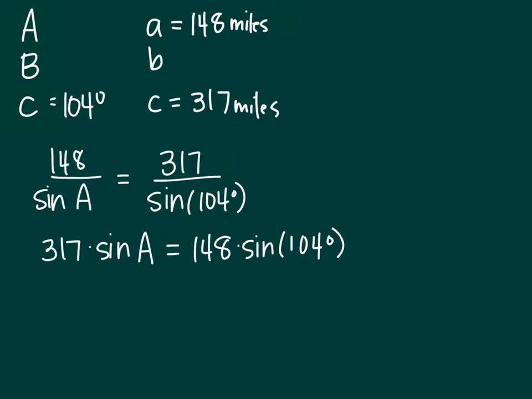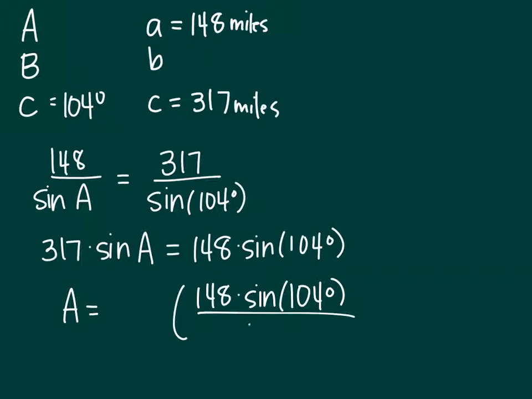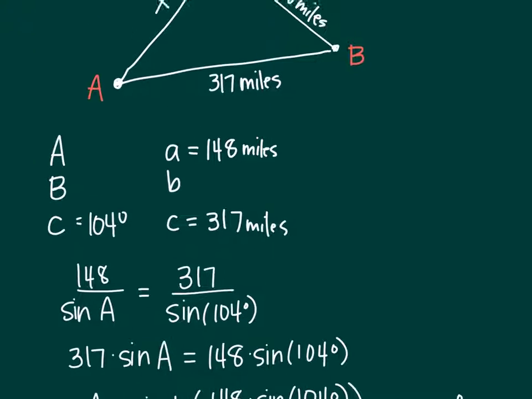So we need to get A by itself, which divides the 148 sine 104. And we're going to divide that by the 317, and then we'll also use an inverse sine to help us get that value. So making sure your calculator, again, is set into degree mode. We want the inverse sine of 148 sine 104, divided by 317. So A, the angle, is 26.937 degrees.